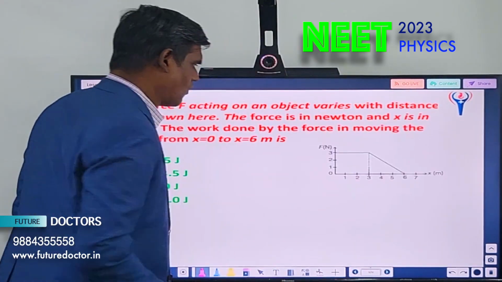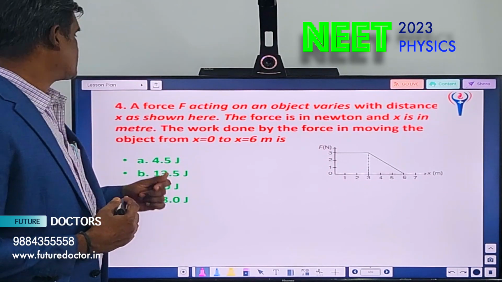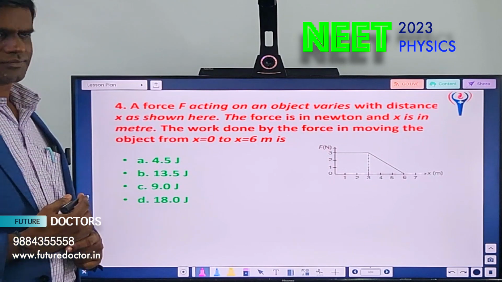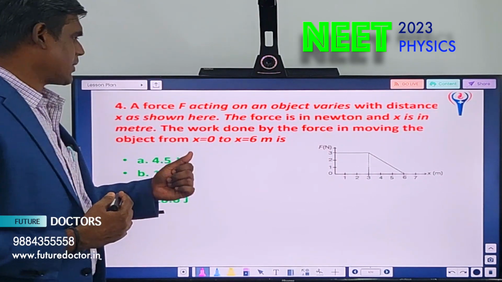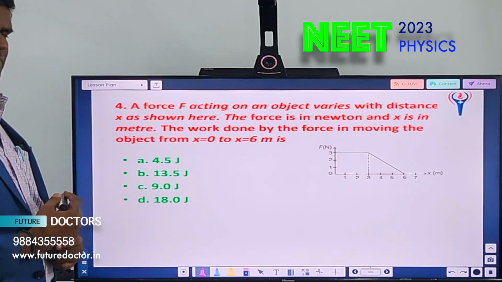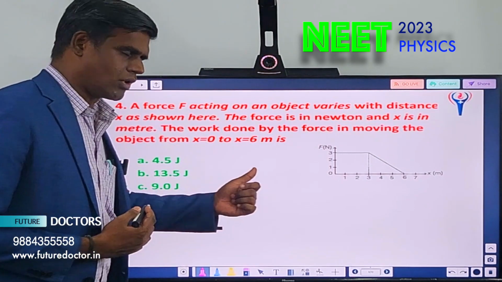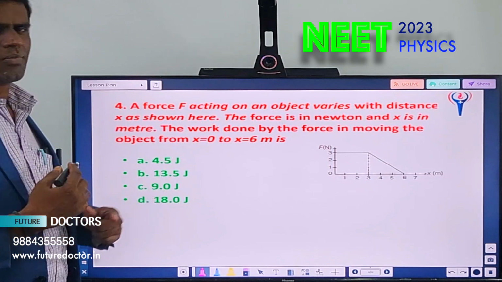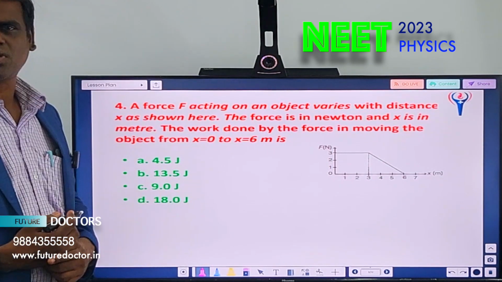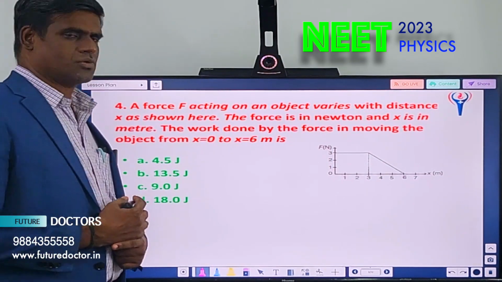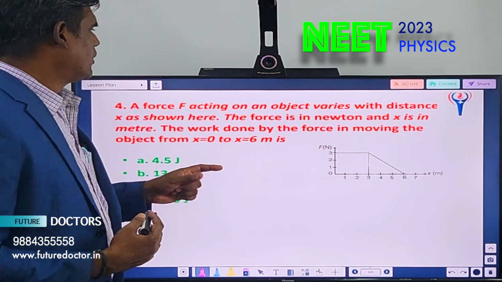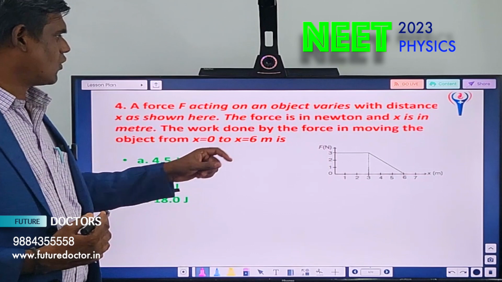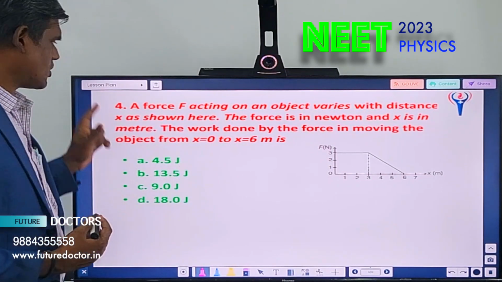Let's move to question number 4. A force F acting on an object varies with distance x as shown here. The force is in Newton and x is in meter. Work done by the force in moving the object from x equal to 0 to x equal to 6 meter is dash. That is, you should find the work done from this diagram. Option A, 4.5 joules. B option, 13.5 joules. C option, 9.0 joules. D option, 18.0 joules. From the graph, what is the relation between the area of the graph and the work done with respect to force and distance? By knowing the formula, you can solve this question.